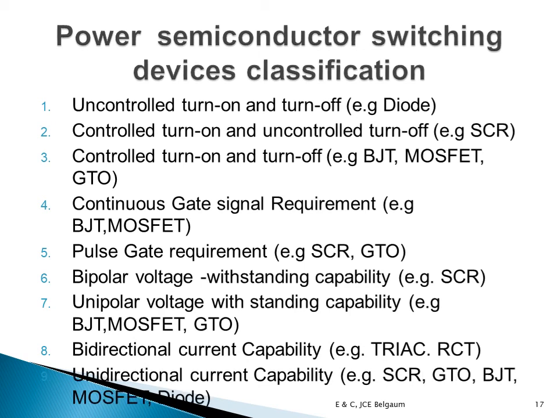Now unidirectional current capability. Which are the devices? A diode also carries unidirectional current. All the single arrow kind of symbols that we have, SCR, GTO, even BJT, carry unidirectional only, whether it is NPN or PNP, and then MOSFET, and of course the diode. So these are the power devices categorized based on how the control signals are applied at the gate or base.